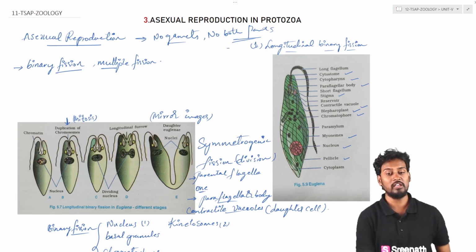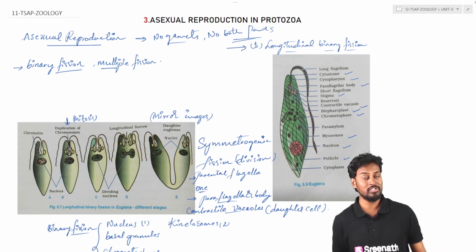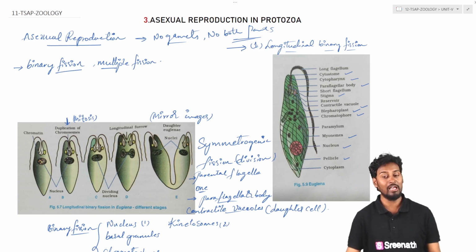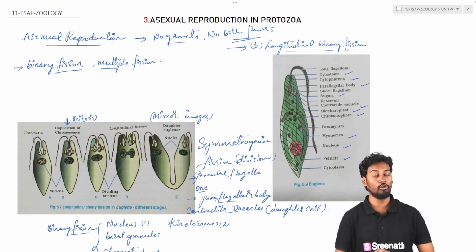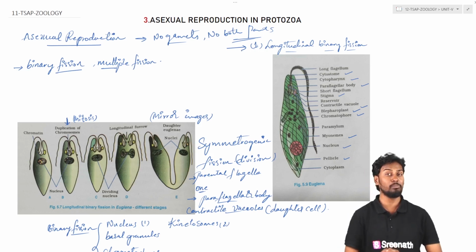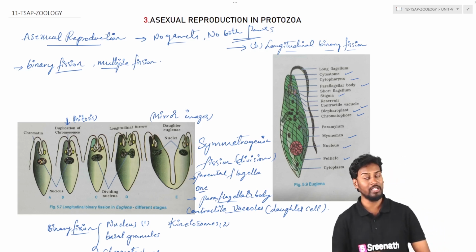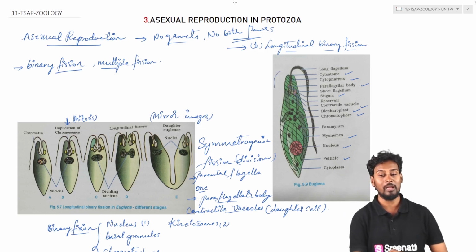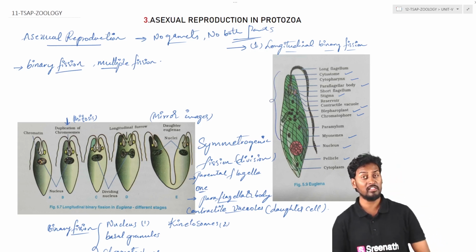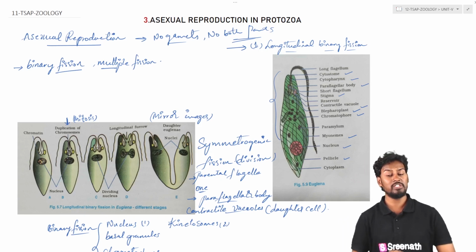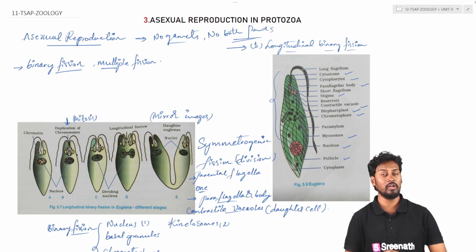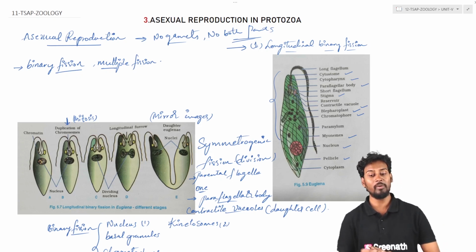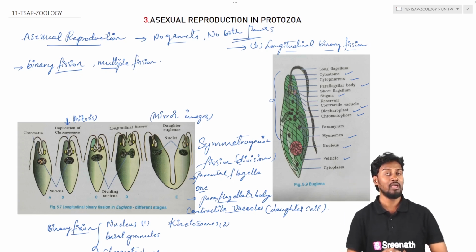So first, it is about longitudinal binary fission, and the example is Euglena. Euglena is a protozoan, a flagellated protozoan coming under the kingdom Protista. It is a completely transparent organism which is commonly observed in freshwater lakes and also in small water bodies. This is the generally occurring organism and it is the one which shows longitudinal binary fission.